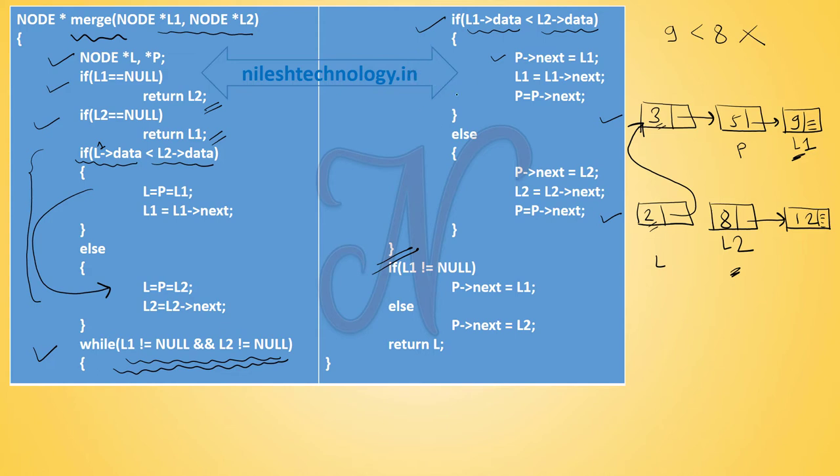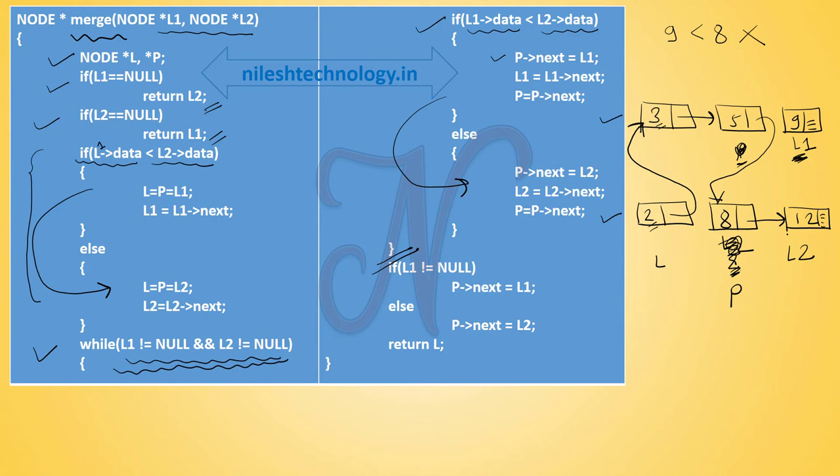Now going to else. See here, else: P of next. This is your P. P of next is pointing to L2. L2 equal to L2 of next, so L2 is going to next. This is your L2. Then P equal to P of next, so this is your P. Then again check the while loop: L1 is not equal to null, L2 is not equal to null.